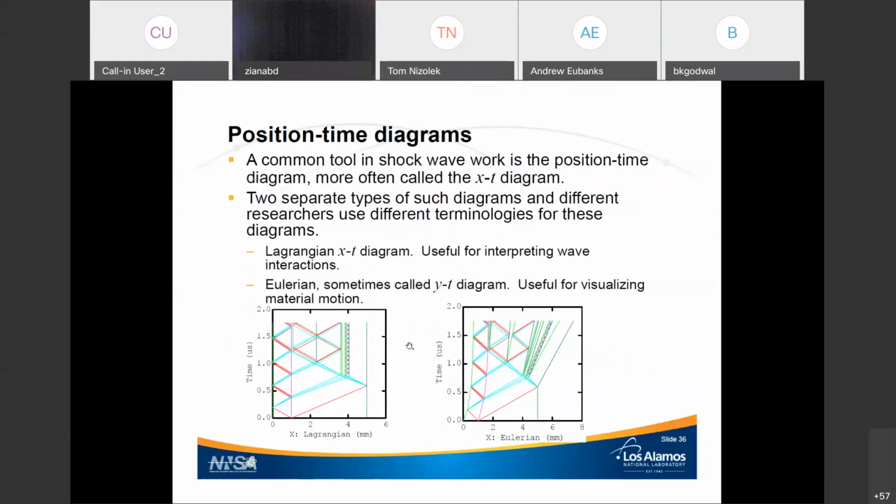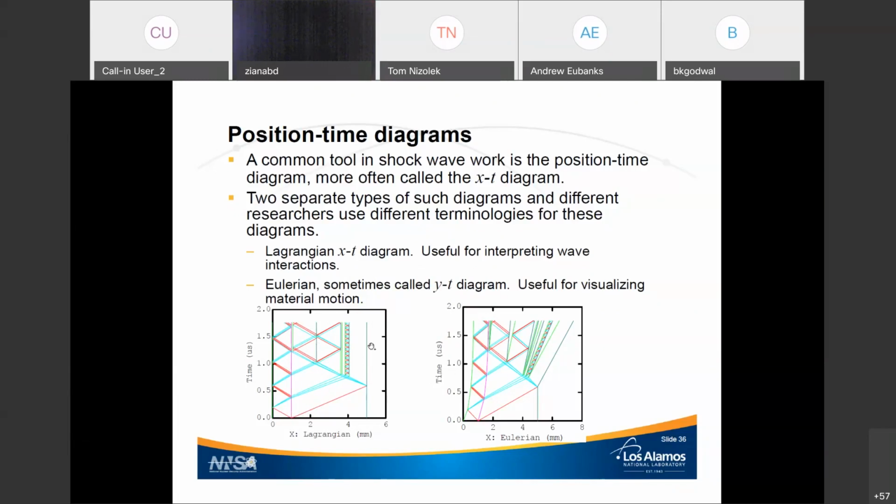A Lagrangian XT diagram, here's one right here. You've got, in this case, two materials. And in this case, what you had was one material here hit another material at time 0. The interface between those materials is this vertical line right here. This right here happens to be a fracture that forms, but because the material isn't moving in a Lagrangian reference frame, the only things you see is waves rattling around.